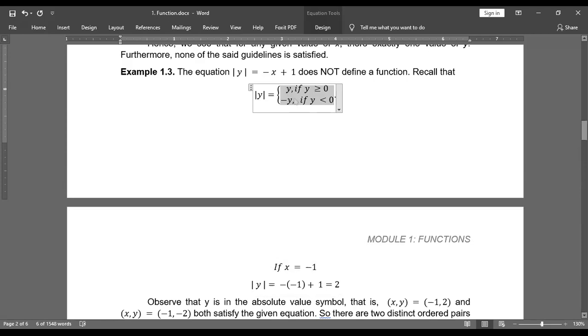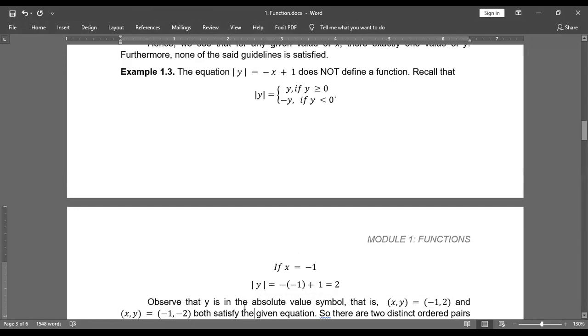So we actually have two ordered pairs. The first ordered pair is when we consider the positive one. So if x is negative 1, our y could be positive 2. Or the other one, if x is negative 1, it is also possible that y is negative 2. So twice the element negative 1 appears in our set of ordered pairs. So we cannot consider that as a function.